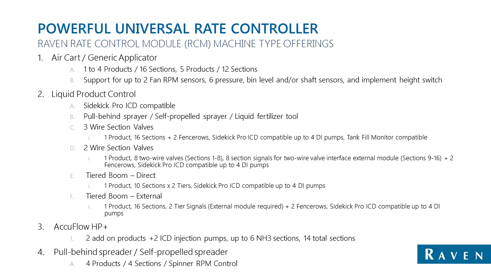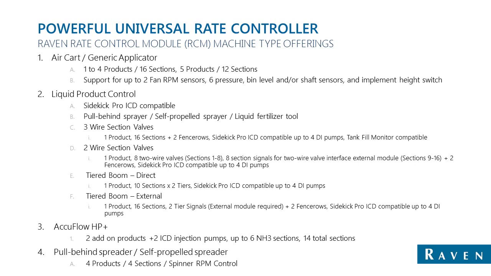with that other liquid product. But if you add 2 liquid products, you'd have to split those 8 sections into 4 sections each, or a total of 8 additional sections. So we can only have 14 total sections with AccuFlow HP+. And the first 6 are always associated with the NH3 product.